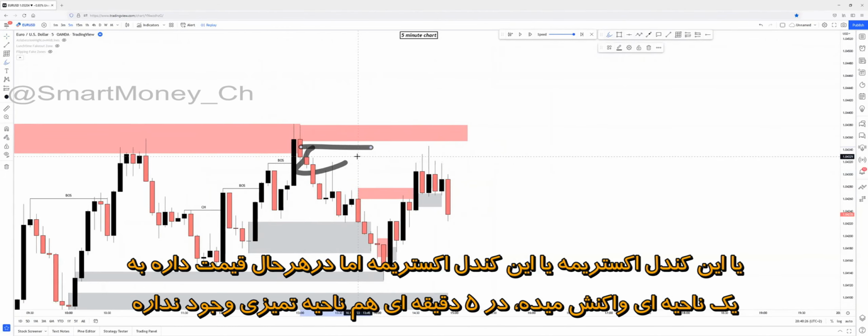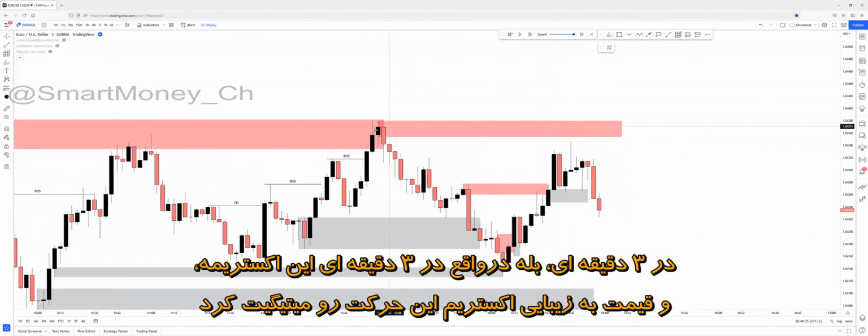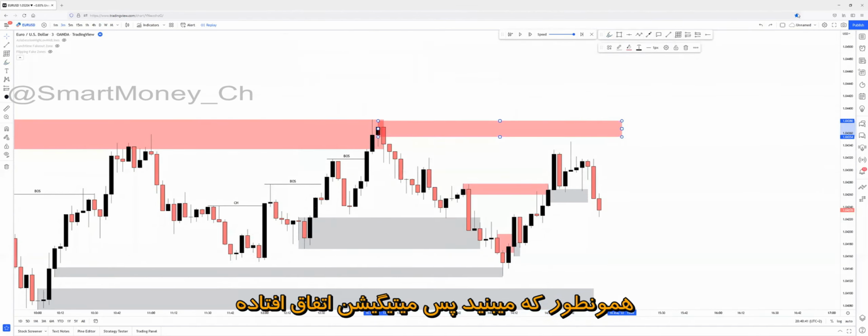This candle is the extreme, or this candle is the extreme, but price was reversing on something. On the 5 minute, there's no clear zone. On the 3 minute, actually, this is the extreme, and price has just perfectly mitigated the extreme of the movement. Here, as you can see, the mitigation has happened.